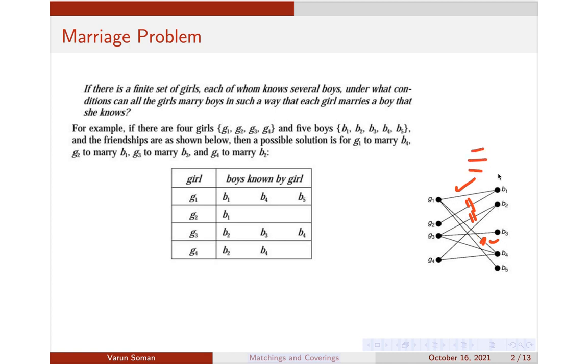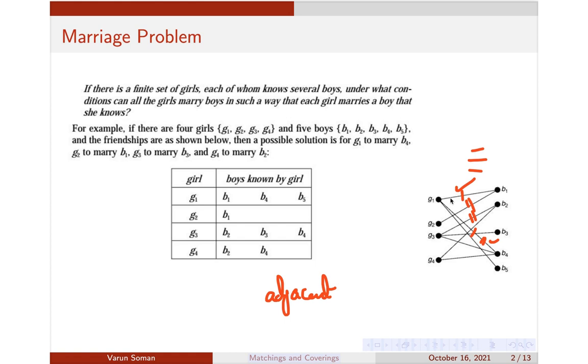What is the property of these edges? You can see that none of the edges are adjacent. If they were adjacent, they would have a common vertex. For example, if I took the edge G1-B1 and the edge G1-B4, it would mean G1 is marrying both B1 and B4, which is not possible. So the property of matching edges is that none are adjacent, so that a person won't get two assignments. A set of edges in a graph in which none of them are adjacent is called a matching.